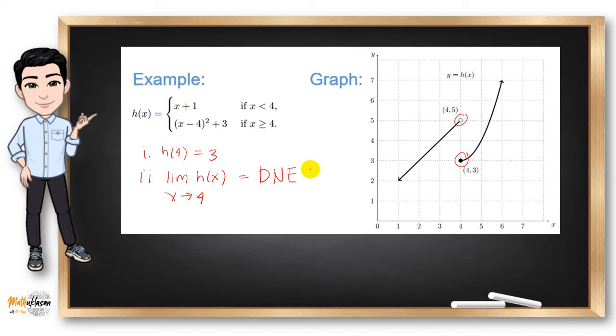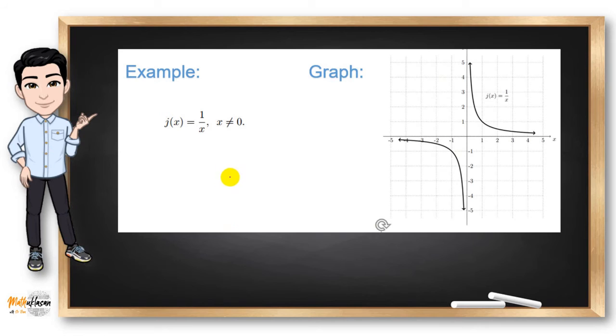At syempre, kung i-classify natin itong type ng discontinuity ito, ano ito? Essential or removable? Yes, it's essential because the limit of h of x as x approaches 4 does not exist.